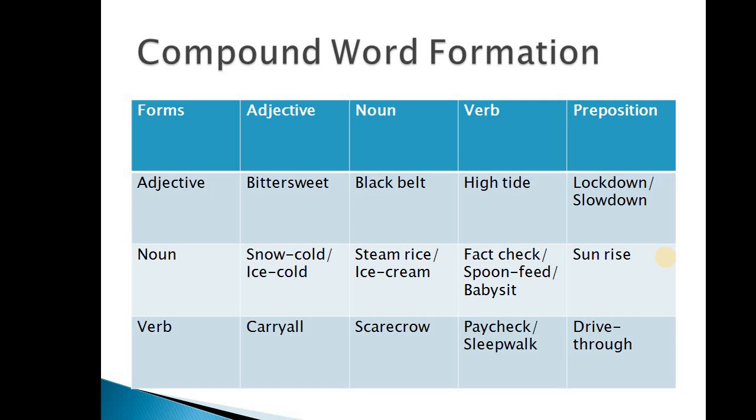Now come to the last option of the forms, that is verb. Verb plus adjective, carry all. Verb plus noun, scarecrow, scare plus crow, scarecrow. Verb plus verb, paycheck, sleepwalk, right? Paycheck has a very famous Hollywood movie. So verb plus verb, paycheck, sleepwalk. Verb plus verb also creates a compound word. Verb plus preposition, drive through. So this is how you can see how a compound word is formed through various parts of speech.